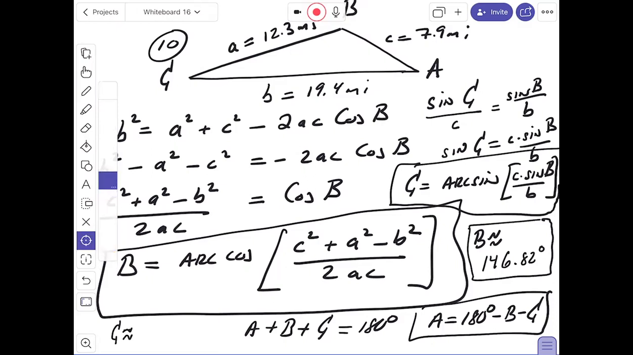I want to point out where it's coming from over here. So I'm going to do lowercase c times the sine of that number. And I'm looking at my picture. Lowercase c, 7.9, divided by lowercase b, which is 19.4. And let's see what you get. I'm going to do the arc sine of that now.